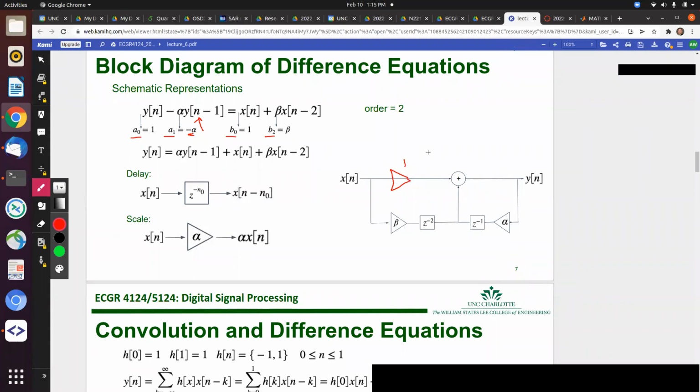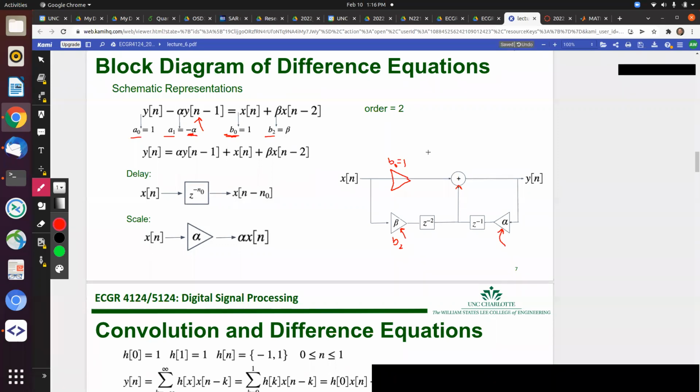Sorry, that's B0, that would go here. This would be B0 equals 1 because x of n is multiplied by B0 and then added to x of n, which is multiplied by beta and then delayed by 2, right? So this is beta, this here is the B2 amplifier. This does the delay by 2. And then these two lines come up here just to make sure that that term is summed. And that's also summed with, now why is the term here positive alpha? Is that a mistake? Because we have negative alpha here.